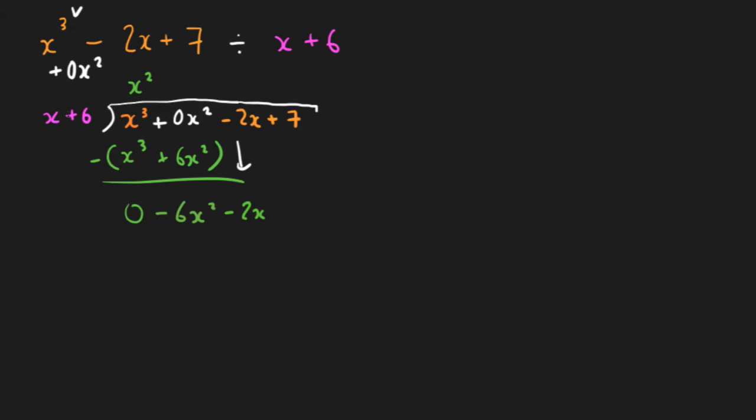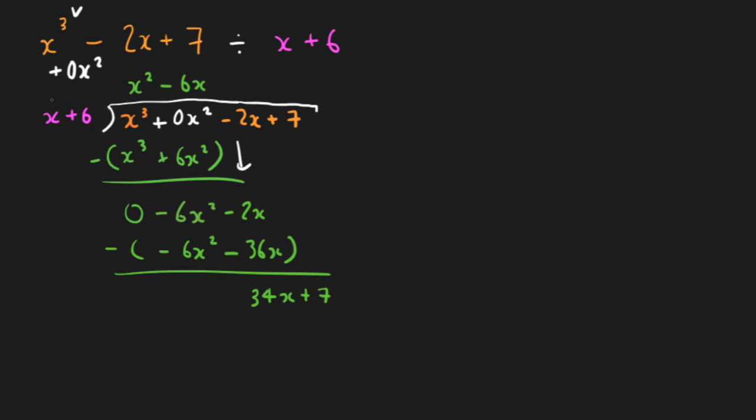Okay, what do you need to multiply x with to get negative 6x squared? You need to multiply it by negative 6x. Negative 6x times x plus 6 gives us negative 6x squared minus 36x. Okay, and we're subtracting that whole thing. So this gives us 0. Negative 2x plus 36x is going to give us 34x. Okay, we bring that 7 down the bottom and we get 34x plus 7.